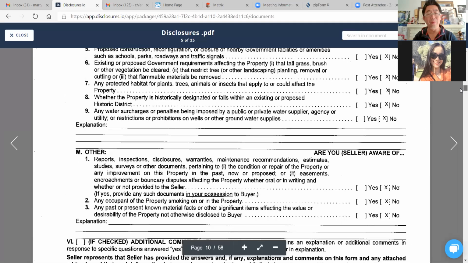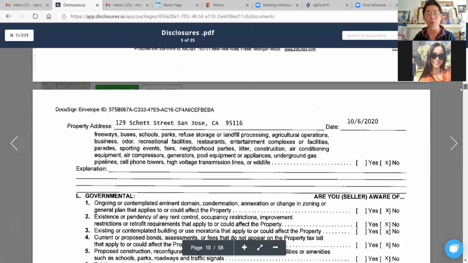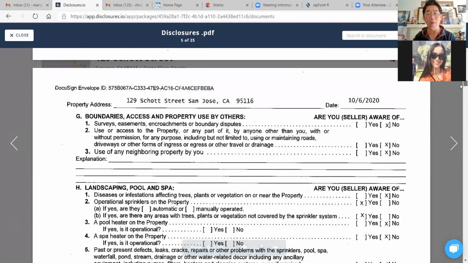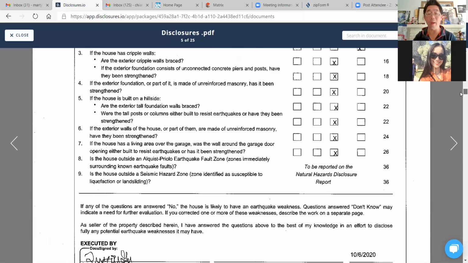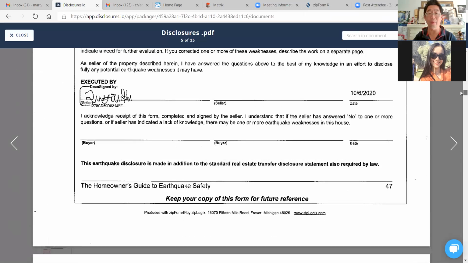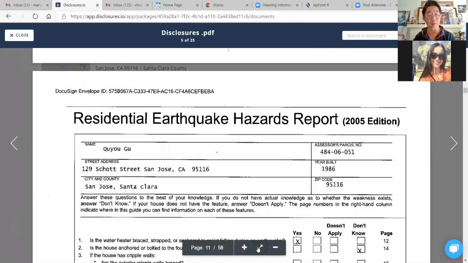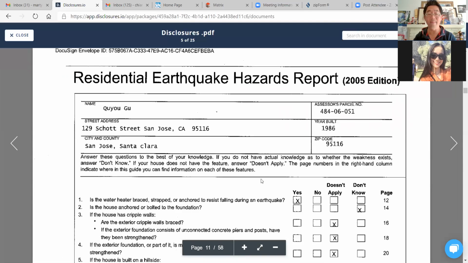Okay, so that's what we have so far. We already went through the sprinkler. What's this? Water heater. Water heater, right? So, yes, it's good.